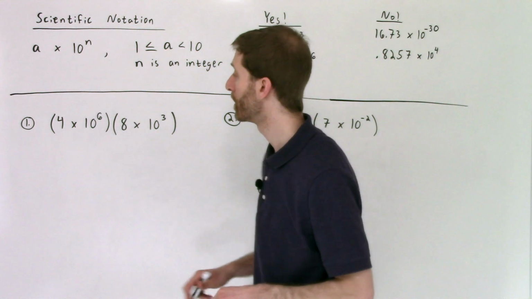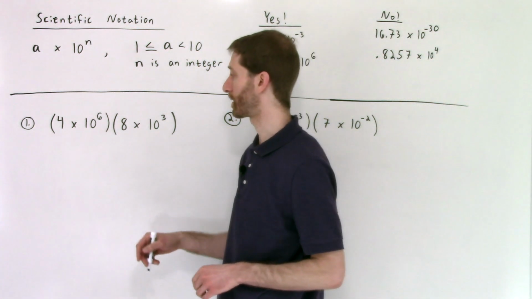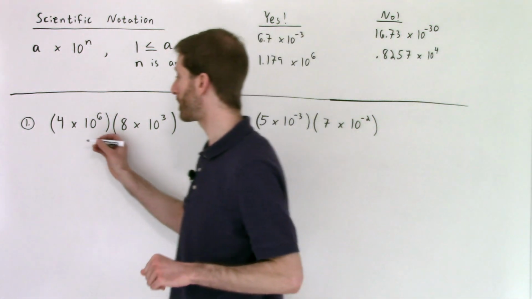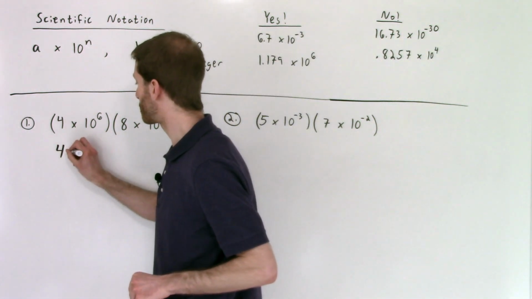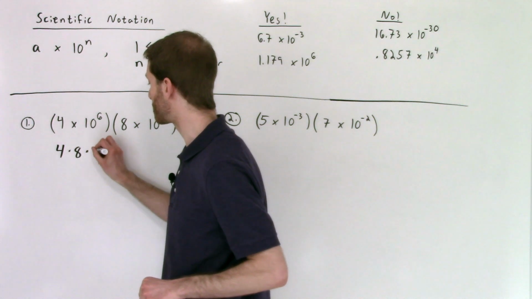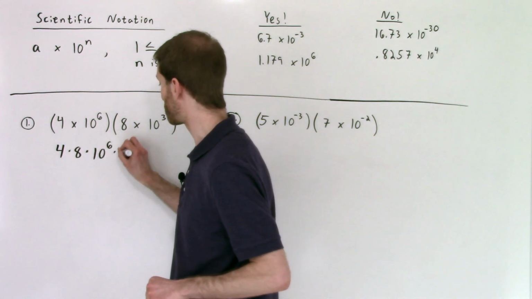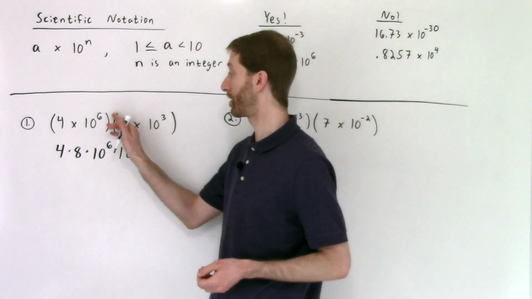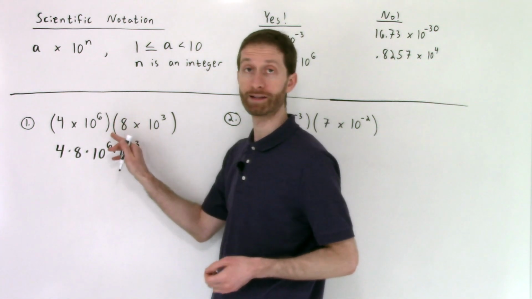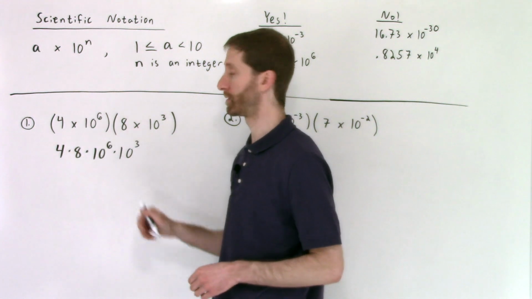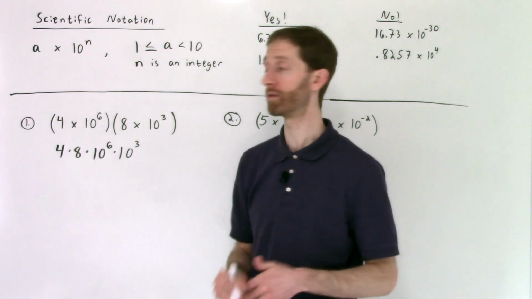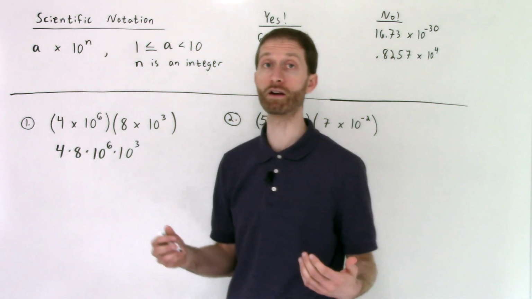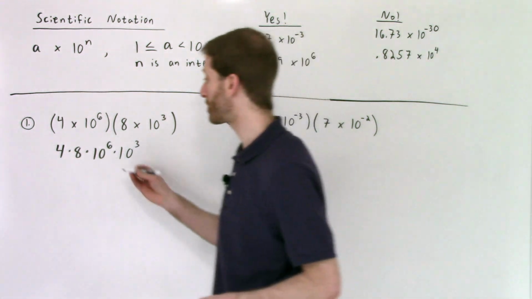So here we've got 4 times 10 to the 6th, all of that times 8 times 10 to the 3rd. Now this can be rewritten as 4 times 8 times 10 to the 6th times 10 to the 3rd. And you might wonder, what are you talking about? It's all multiplication here. That parentheses right next to that parentheses means we're multiplying these two numbers, and multiplication is commutative. So I could do 4 times 8 as much as I could do 10 to the 6th times 10 to the 3rd. So I join those terms together and see what I'm left with.